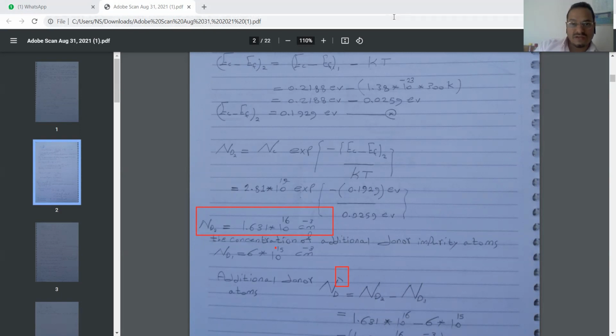Let me use the pencil again. I have this result, 1.631, and I have this result because the author gave it to us in the example. That means we can solve directly and find the last result about the additional donor atoms. That's it.